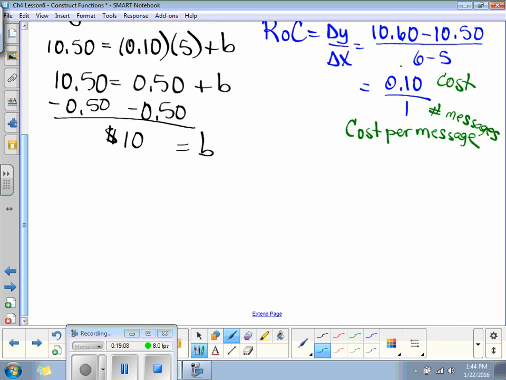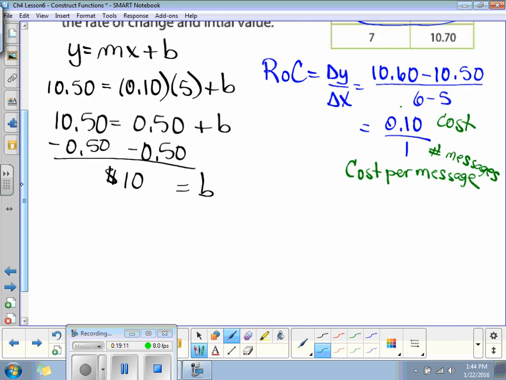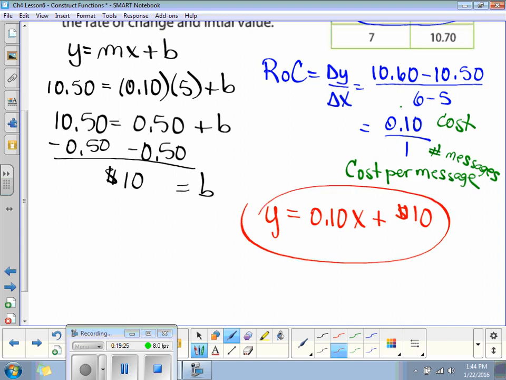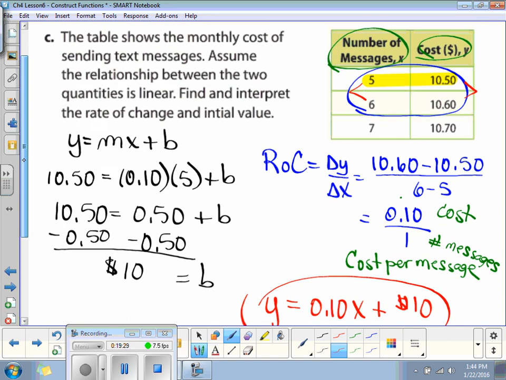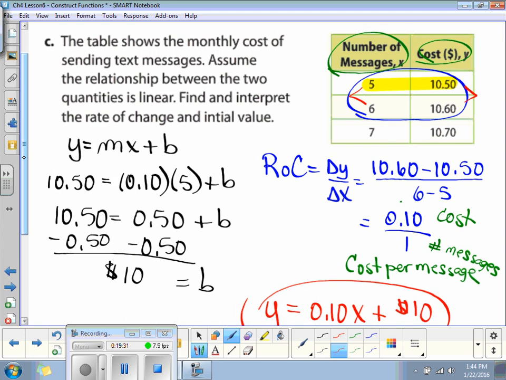So when we write our equation, we get y is equal to 0.10x plus $10. To interpret, we've already interpreted the rate of change. To interpret the b, okay, that is going to be your initial charge for having a service.